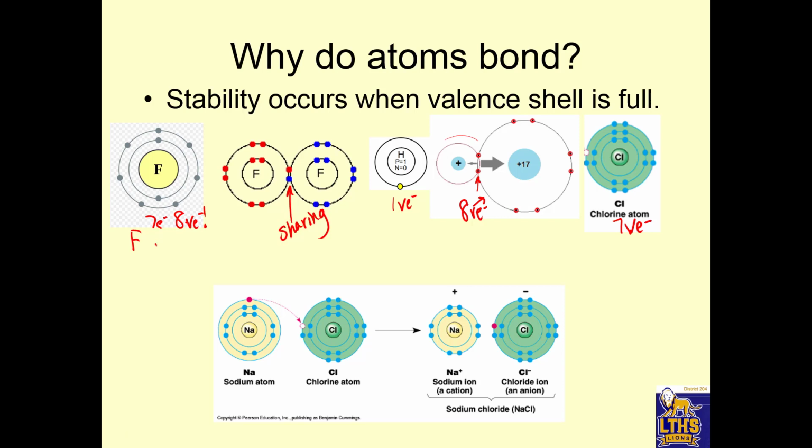Right, so if we look at fluorine, 1s2, 2s2, 2p5, and another fluorine, 1s2, 2s2, 2p5, if they share their outer shell, then these 7 and these 7 sharing together, one of their electrons makes 8.